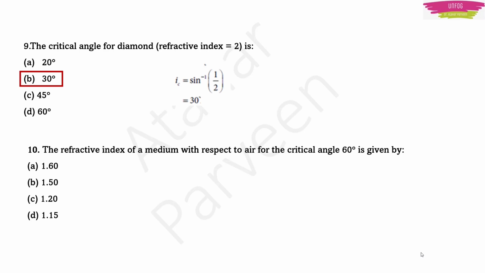Next question. The refractive index of a medium with respect to air for the critical angle 60 degree is given by. Of course, we have this formula, just substitute. Now we know that sin 60 is root 3 by 2. So 2 upon root 3. You just write the values. Root 3 will be 1.73. So 2 upon 1.73, you do. You will get one answer. That will be option B.